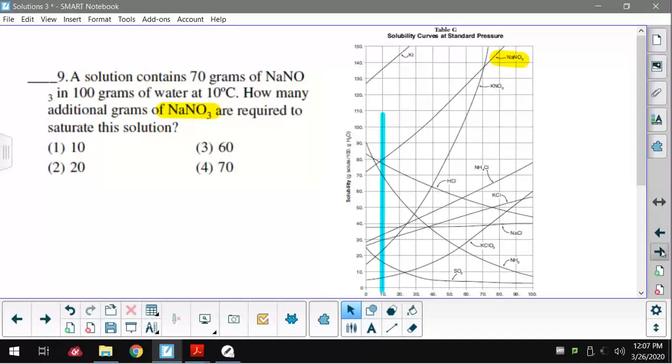And the last question on this review. A solution of sodium nitrate, NaNO3, in 100 grams of water at 10 degrees Celsius. There's the sodium nitrate right up here. 10 degrees Celsius crosses it right there at 80 grams. It says it has 70 grams in it. How many additional grams are needed to make it saturated? Well, if we're here at 70, how many more do we need? Yes, we just need 10.